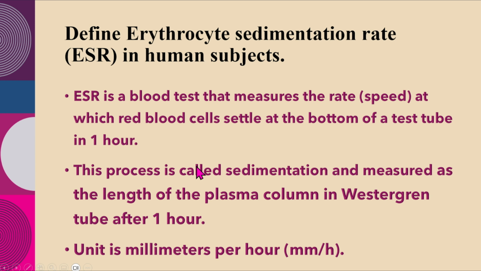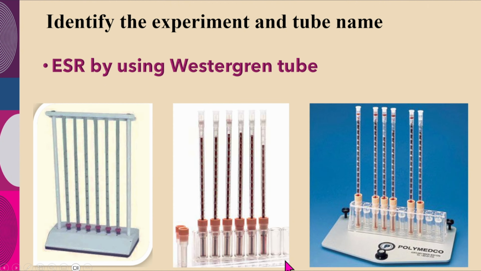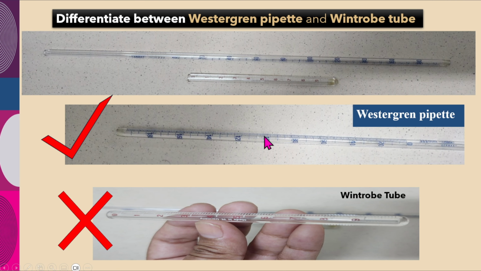So here we see that ESR is a blood test that measures the rate at which the red blood cells settle down at the bottom of the test tube in 1 hour. The process is called sedimentation because cells are settled down, and it is measured as length of the plasma column in the Westergren tube after 1 hour. Its unit is millimeter per hour because the tube is marked with millimeters.